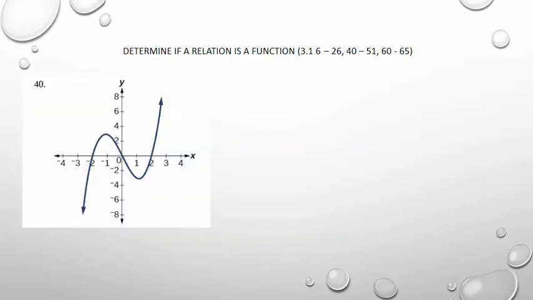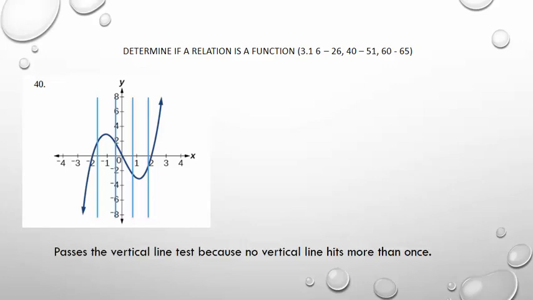And then we can do the vertical line test if we have a graph. This one here is going to pass it. I've made several different vertical lines. Every vertical line that I do is going to hit this graph exactly once. So for every x value there representing the vertical line, I'm getting only one y value. So that one passes the vertical line test. No vertical line hits more than once. So it is a function when it passes the vertical line test. Every x has one y.